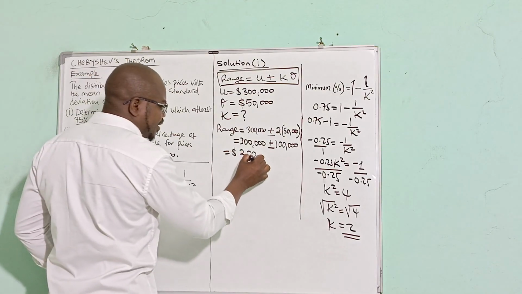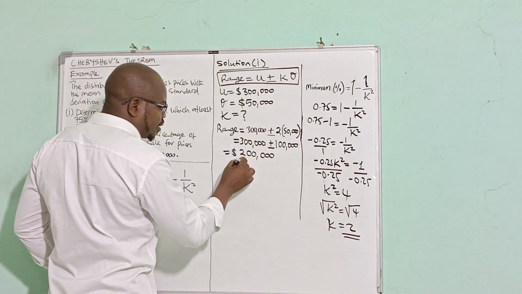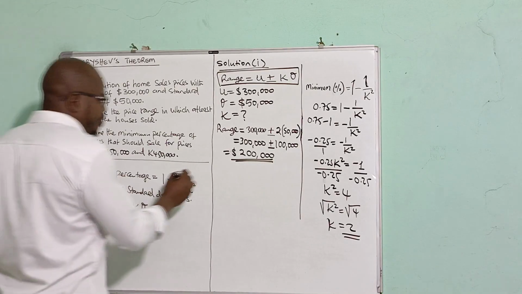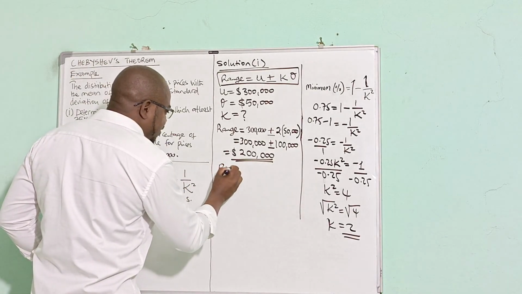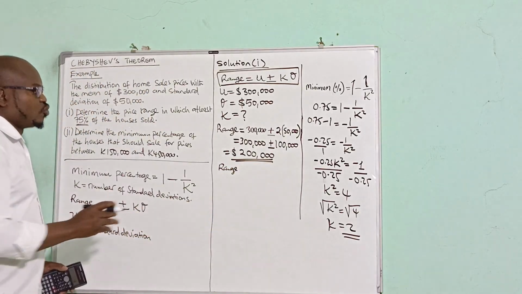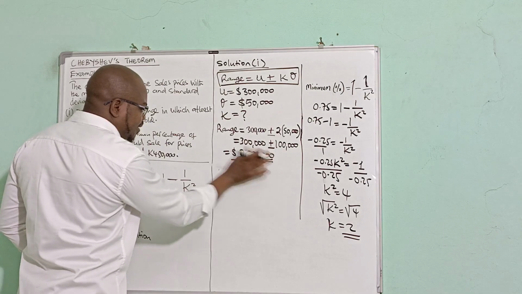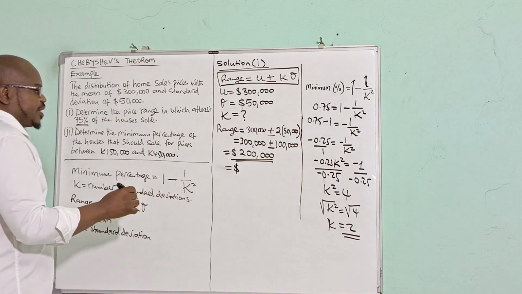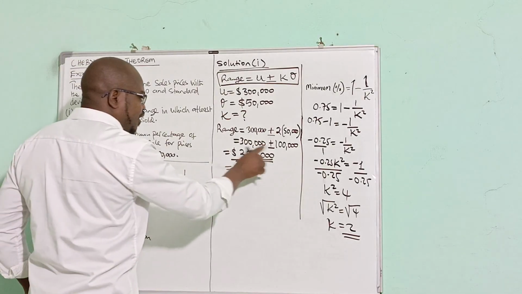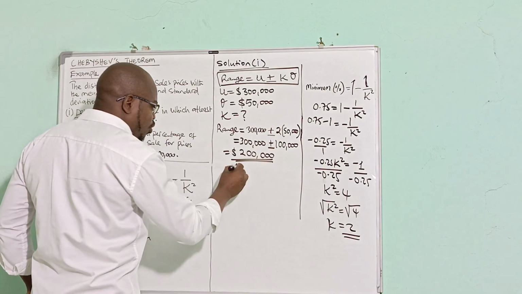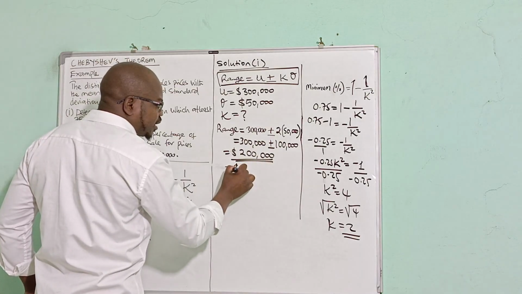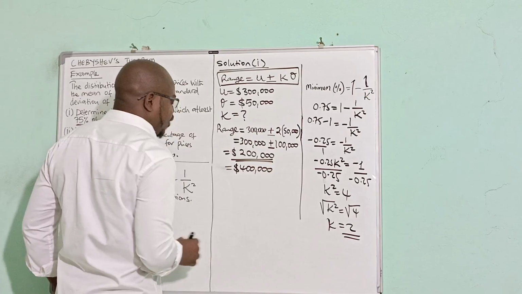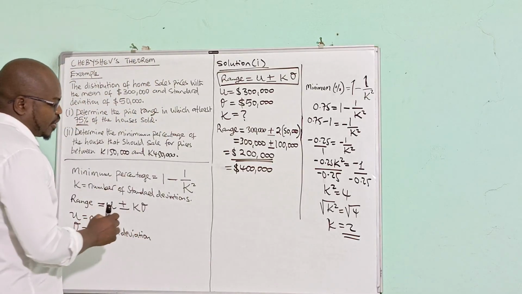So the minimum price is 200,000. That's the minimum price. And the maximum price we will add. The range has both a minimum and a maximum price. So the maximum price is, instead of subtracting, because it's plus or minus, we're going to add there 300,000 plus 100,000 to have 400,000. All right.